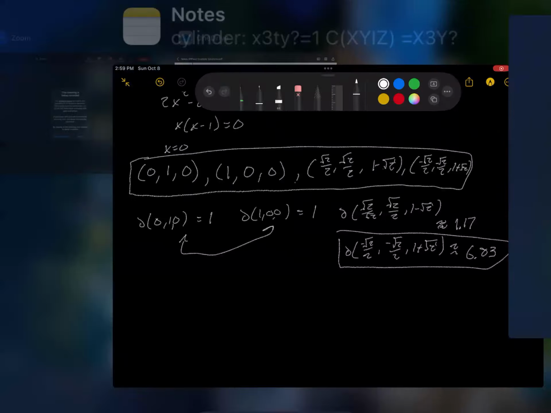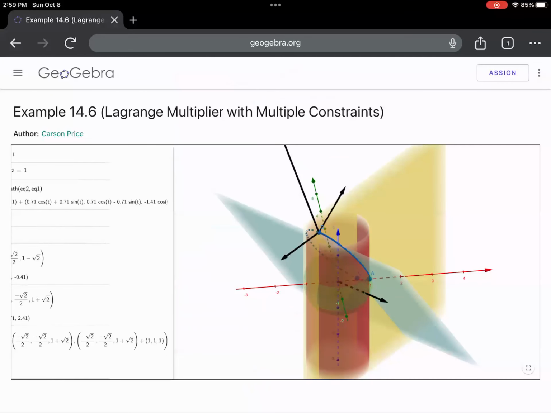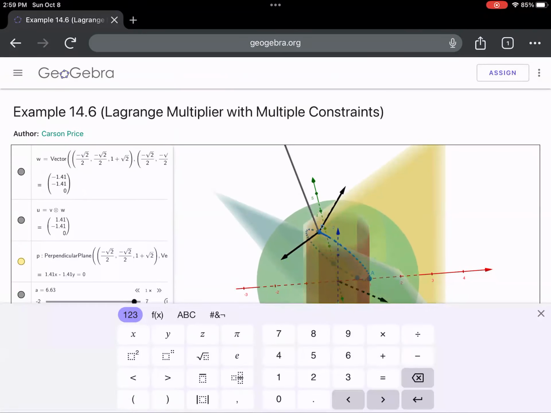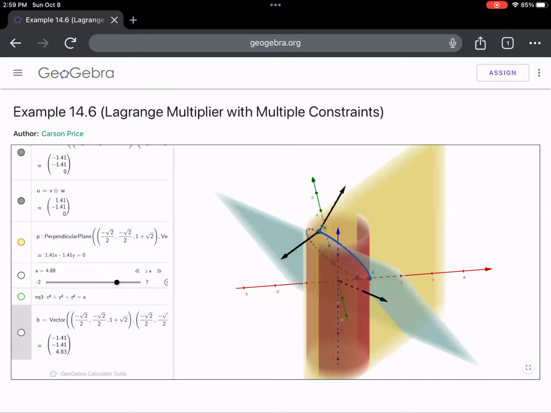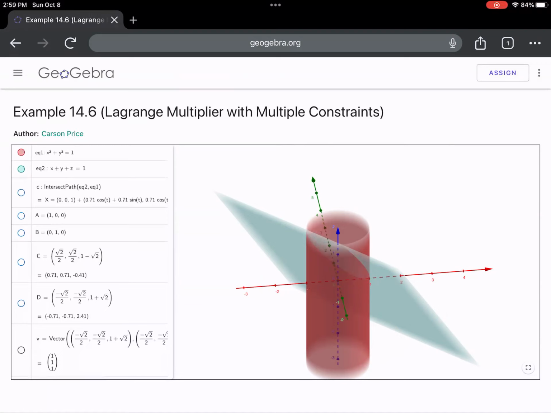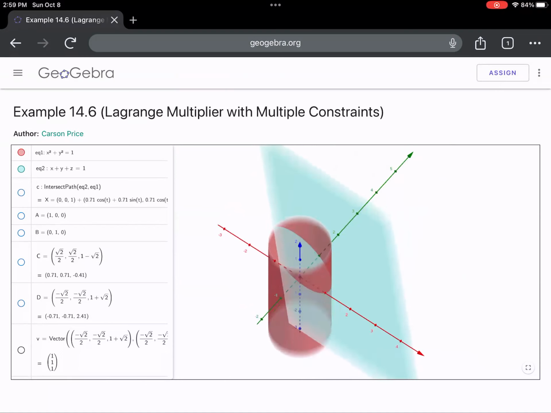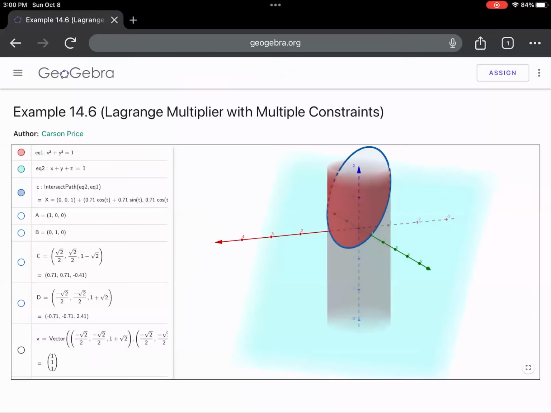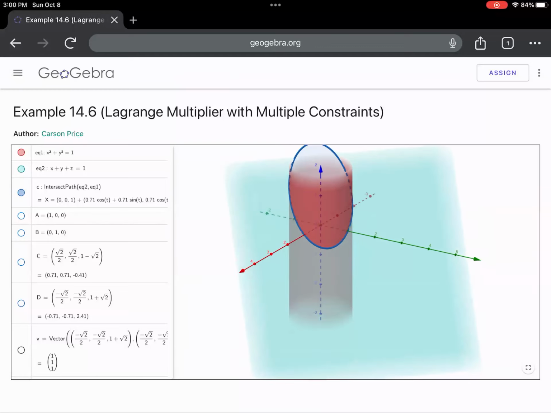So let's look at what just happened. Let me turn everything off, and then we'll turn them on as we talk about them. Okay, so we have a circular cylinder and a plane that is going to cut that in an ellipse. So we see the ellipse right there. And we're looking at points on this ellipse that minimize or maximize the distance function from the origin.